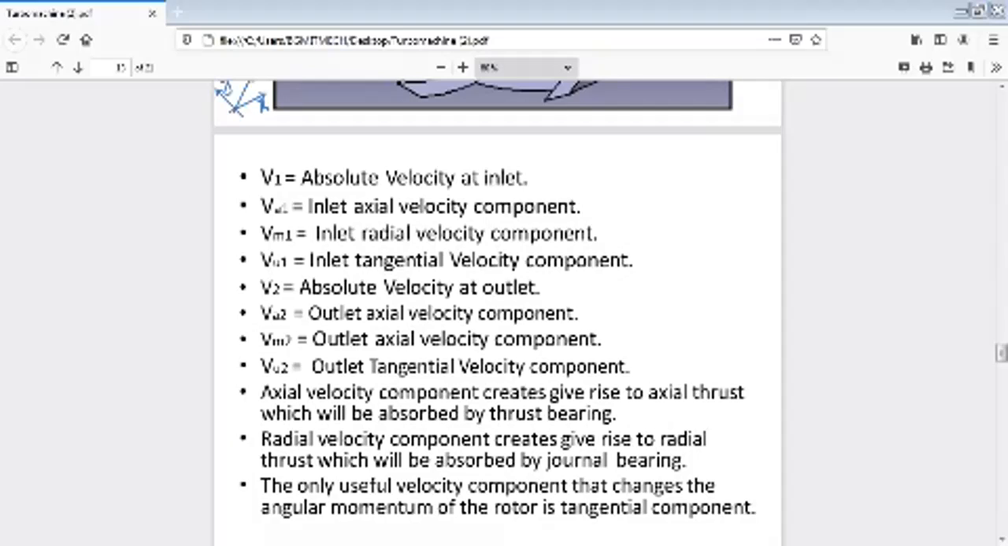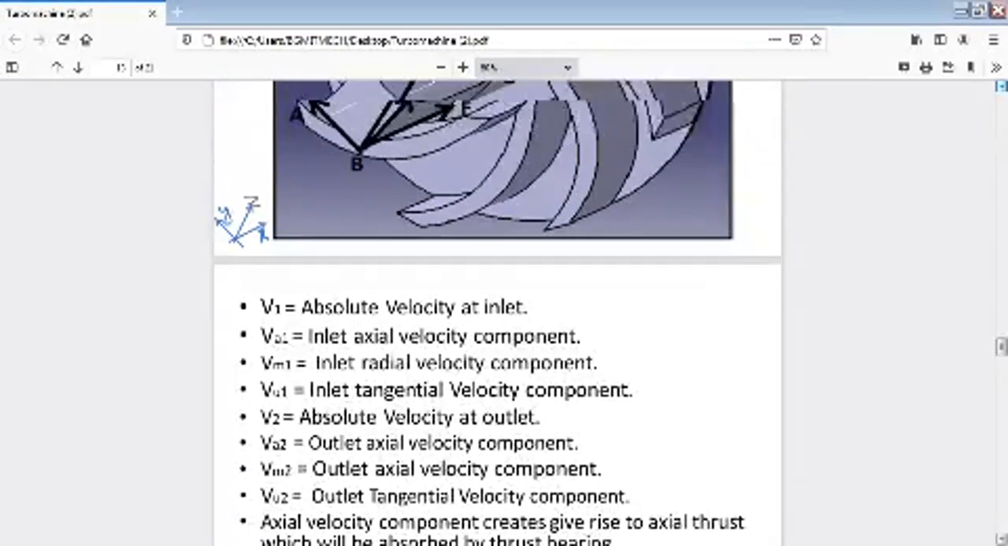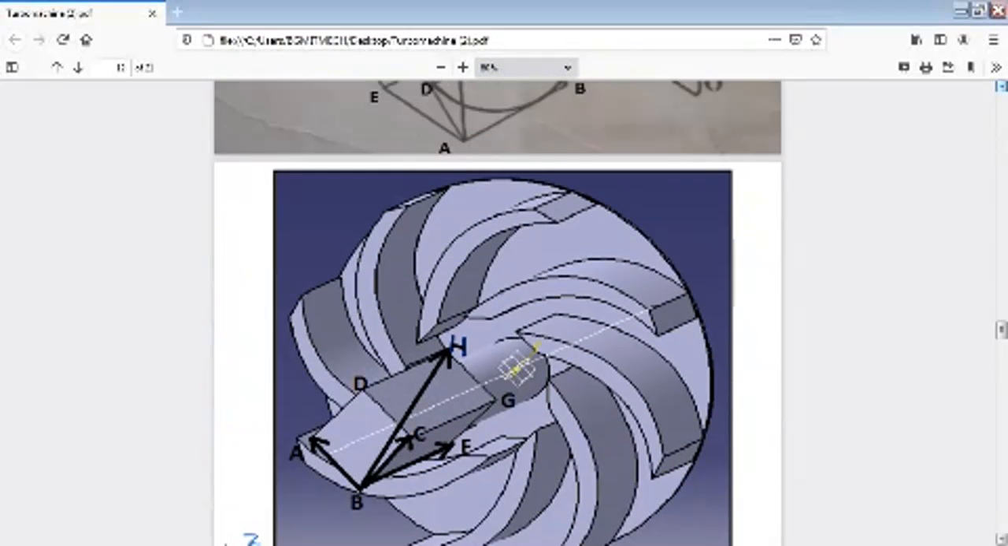Okay. Axial velocity component creates axial thrust. It is absorbed in the journal bearing, which is not useful for us. And radial velocity component creates the radial thrust, which is absorbed in the journal bearing. That is also not useful for us. The only velocity component useful for us is the tangential velocity component. So that one we can use afterwards, and we will have Euler's turbine equation.